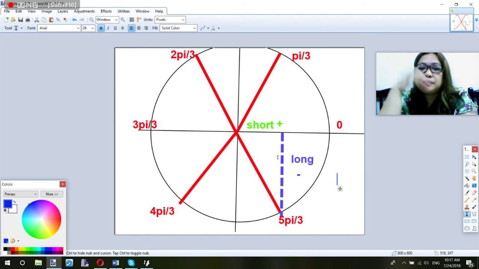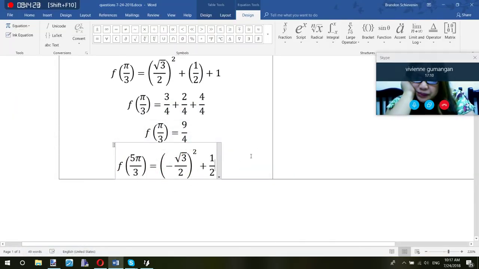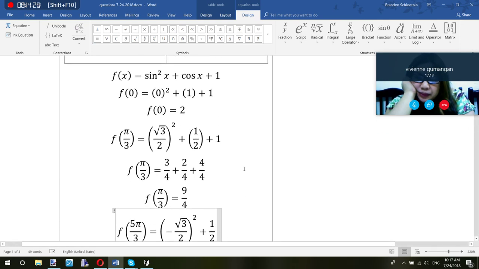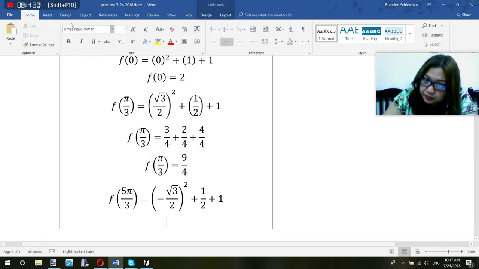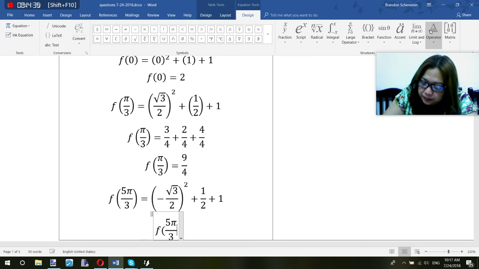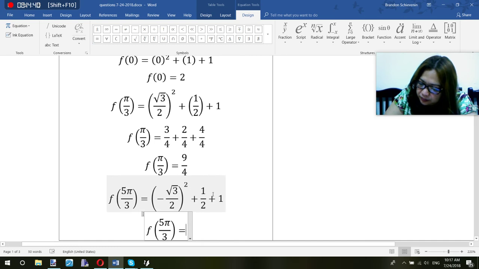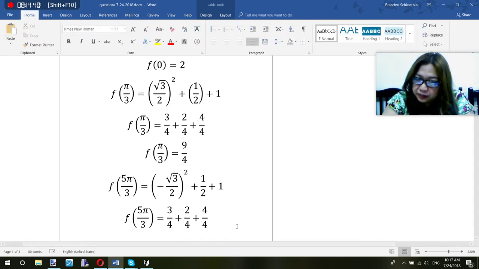Anytime I have a long side and a short side on the unit circle, my short side is 1/2, my long side is root 3 over 2. So this is positive 1/2 plus 1, which is going to end up giving me the same value. I've already squared all of this, so I've got 3/4 plus 2/4 plus 4/4, which is equal to 9/4.